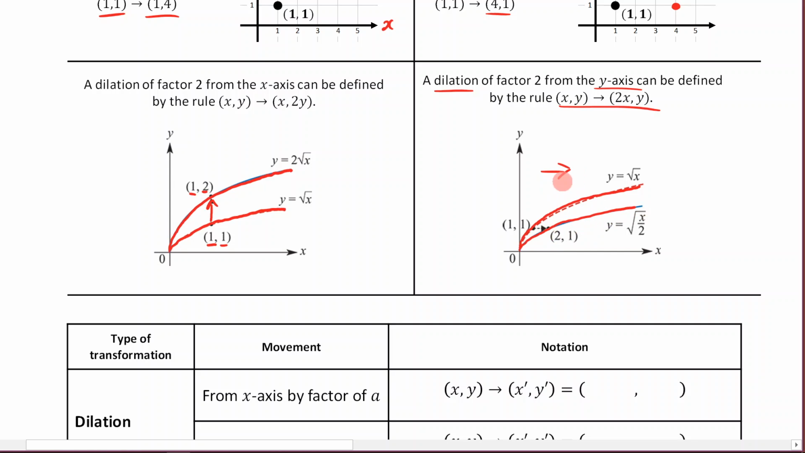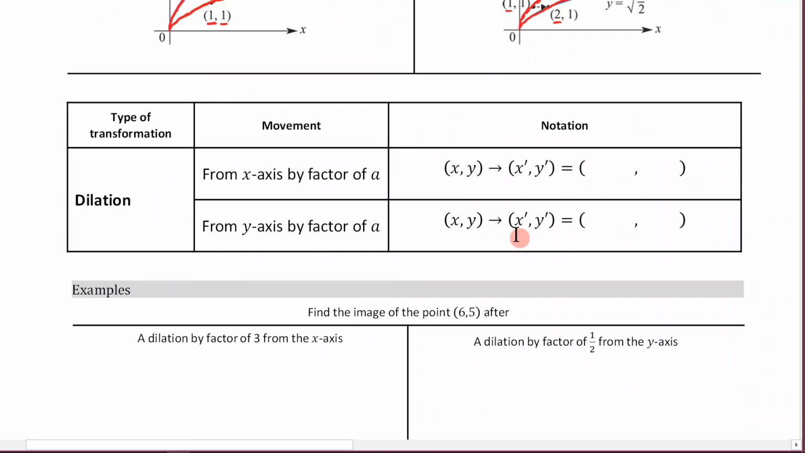It's pushing it away from the y-axis, as opposed to this one over here, which was pushing it away from the x-axis. And you can see that it is my x value that changes when I'm dilating from the y-axis. So this is one of those things that people get caught up on. When I'm dilating from the x, I change my y. When I'm dilating from the y, I change my x. To really solidify that, let's go through this.